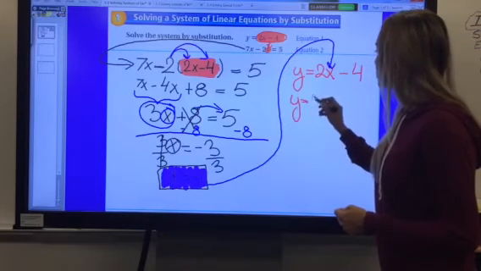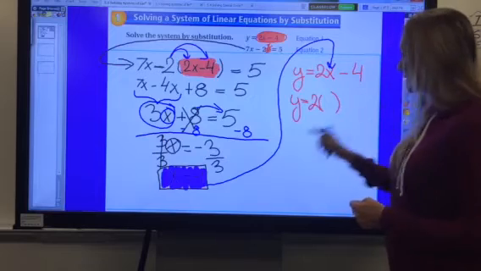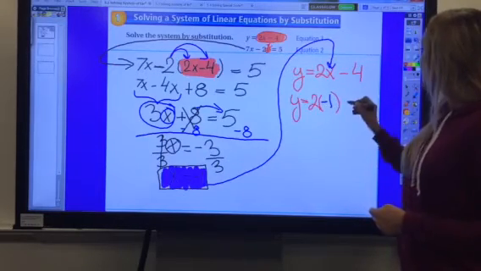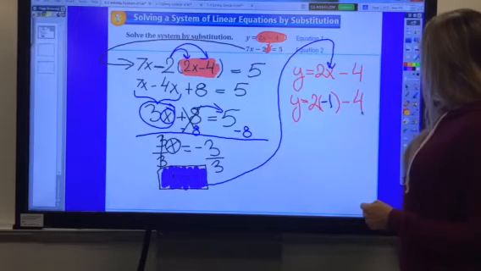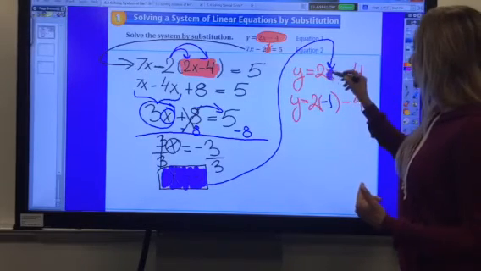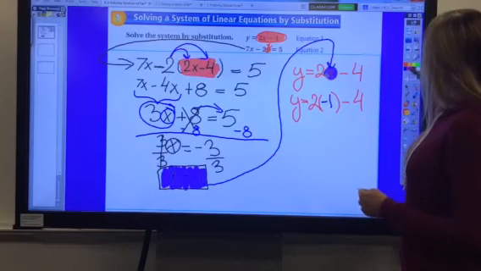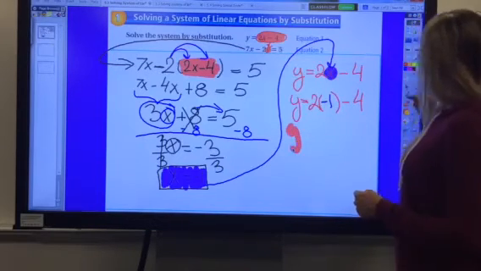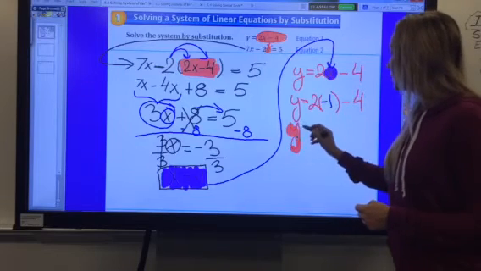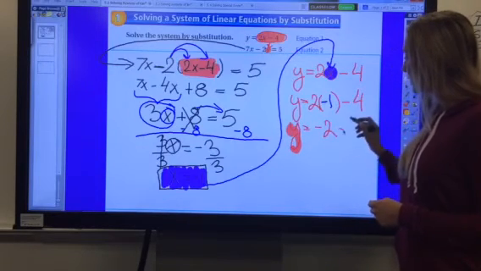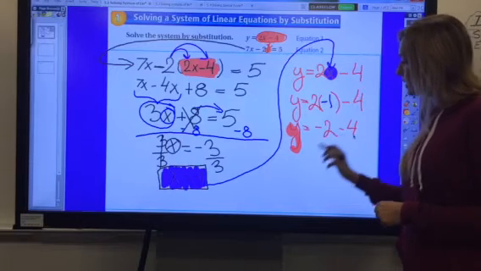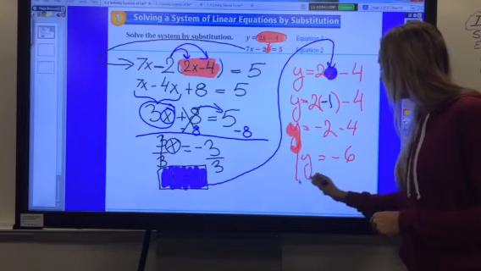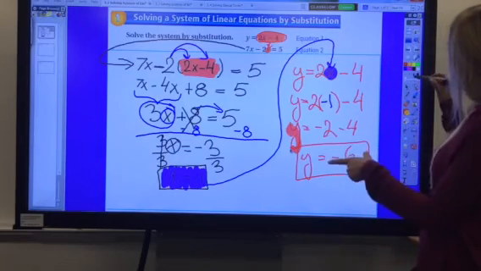y equals 2 times x, and what is x? Negative 1, minus 4. And then I'm going to multiply first. Remember, we replaced the x. Now, multiply first. 2 times negative 1 is, oopsies, y equals negative 2 minus 4. And negative 2 minus 4 equals negative 6. And there is my answer.